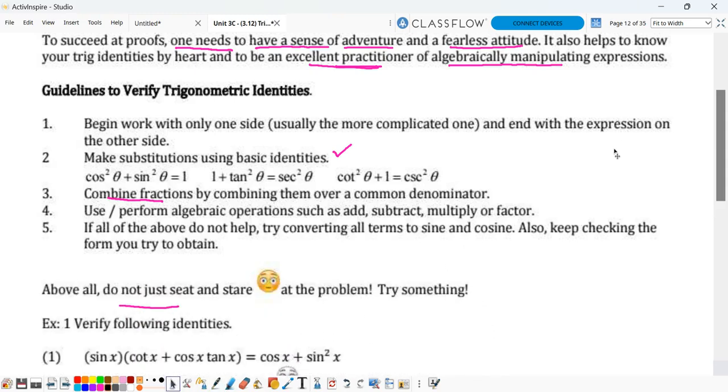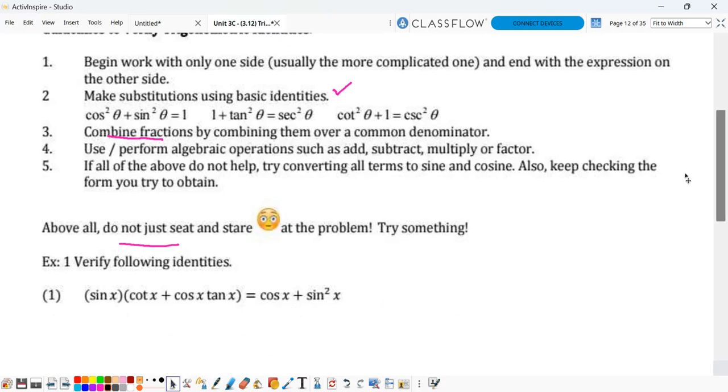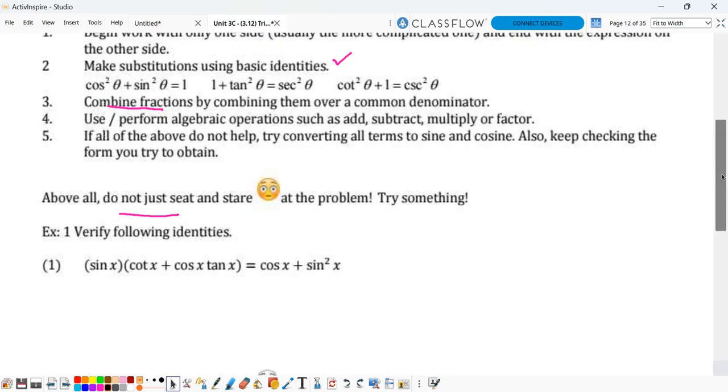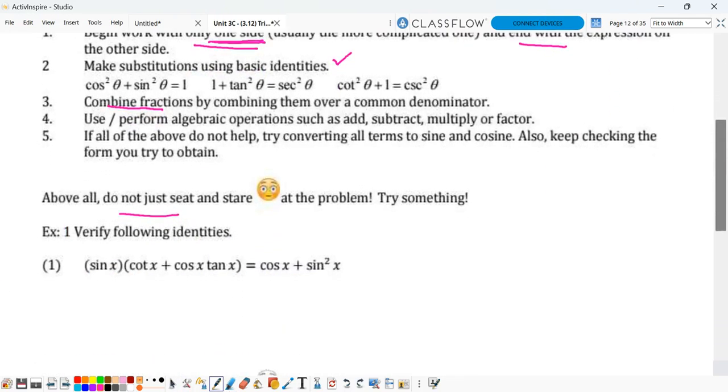We are going to look at a few examples here, and each and every one has a different approach. You always start from one side. Do not work in parallel. Begin with only one side and work toward the other.